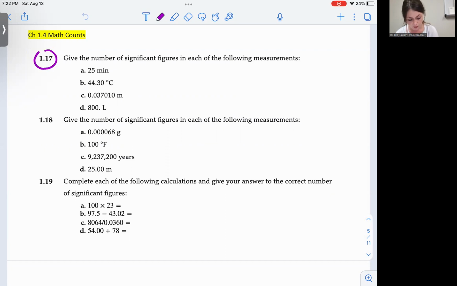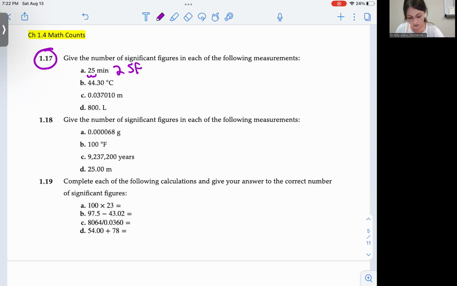So here we go, 1.17. Give the number of significant figures in each of the following measurements. 25 minutes. So these are non-zero numbers, these two, right? So that's 2 significant figures, right? Everybody on the same page?